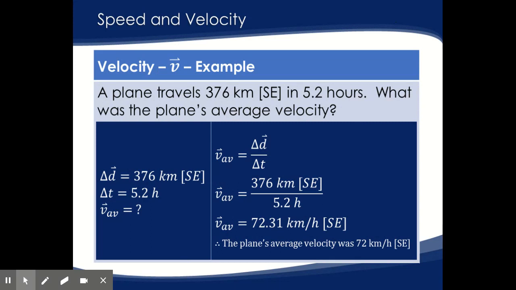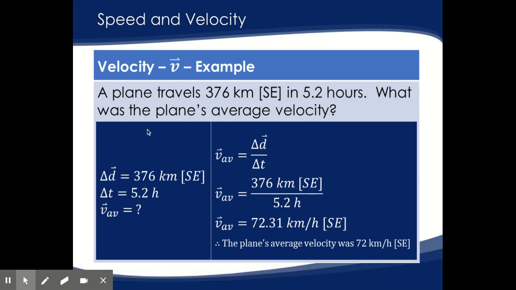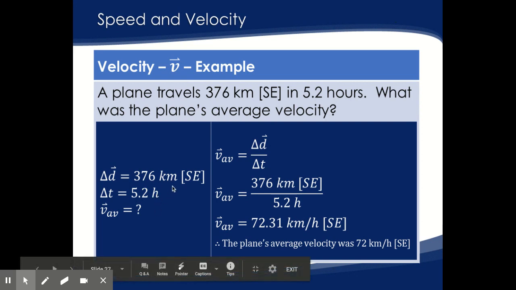Velocity, on the other hand, we do have a direction associated with that, so you need to include that in your work and your answer. So velocity has a little arrow on top, the little vector hat. And so we have here a plane travels 376 kilometers southeast in 5.2 hours. What was the plane's average velocity? So you could do this if you go on a trip on an airplane. So we have the change in distance was 376 kilometers southeast. The change in time was 5.2 hours, and these two units go together, so kilometers per hour. And then we're finding the average velocity.